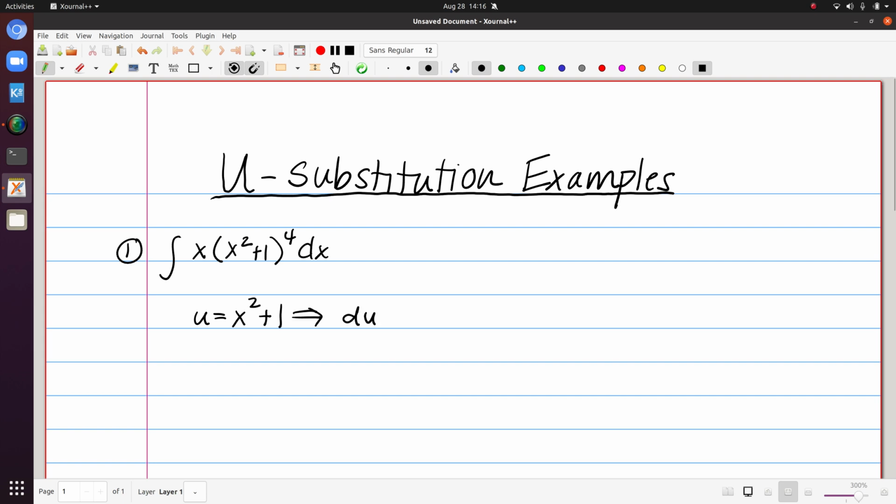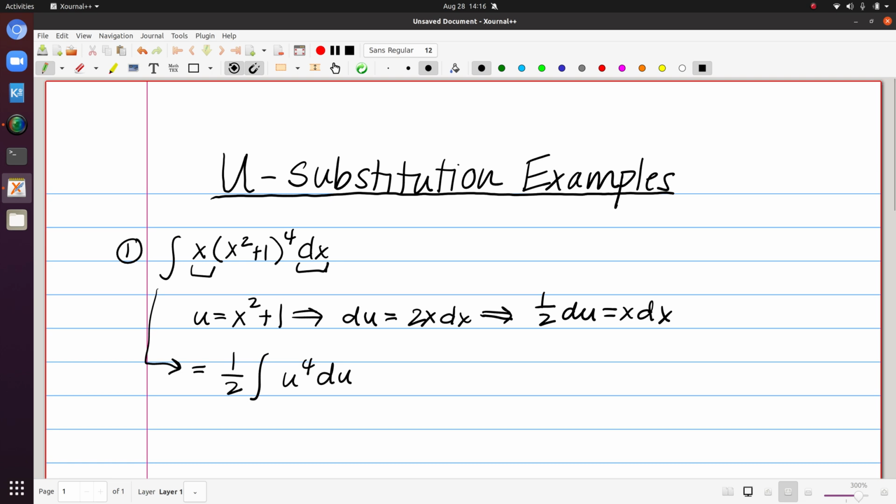Then du is the derivative of that, 2x dx. And I have x dx. I don't have 2x dx. Turns out that doesn't matter because from this I can see that 1/2 du is equal to x dx. So when I replace x dx with du, I have to include a multiple of 1/2. I can either write that inside of the integral or outside. So this now is 1/2 the integral of u raised to the fourth power du.